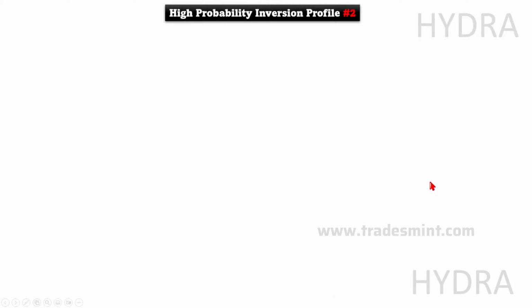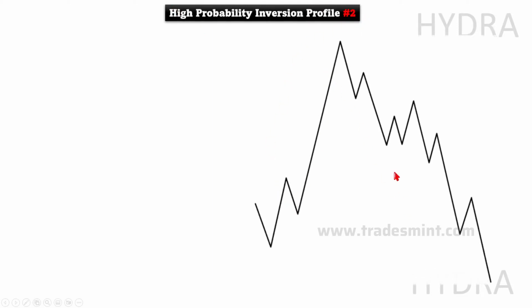Now we'll be looking at the inversion profile, the second one, okay? The second inversion profile. This is the market structure for the second inversion profile.